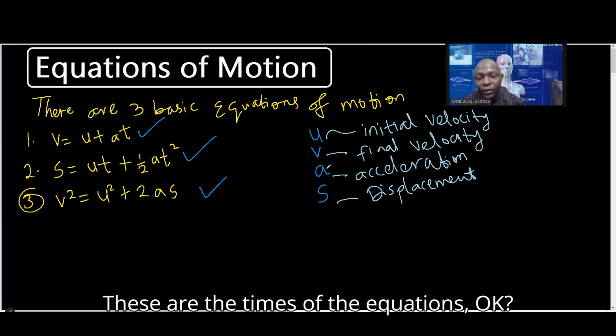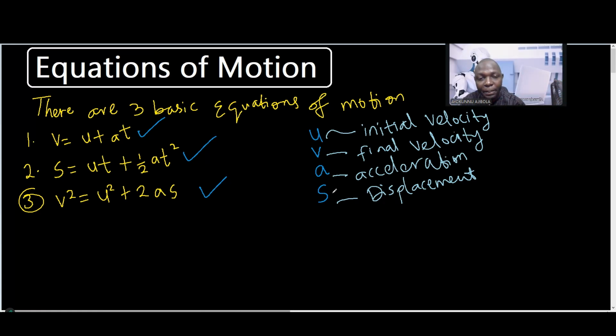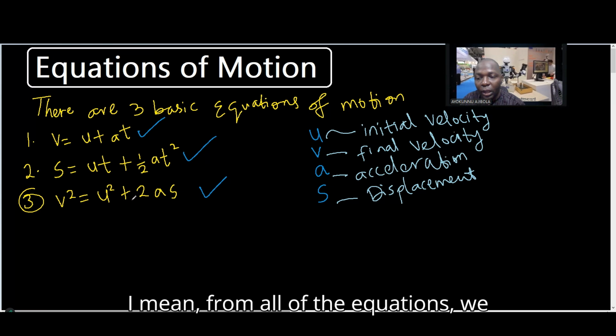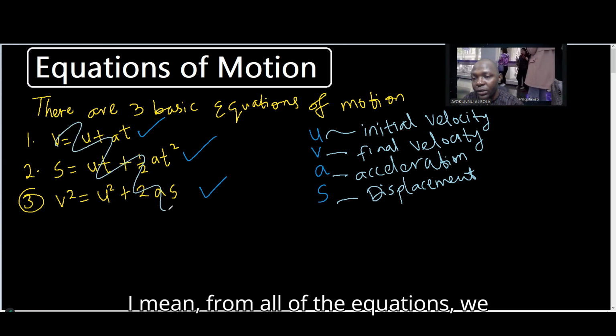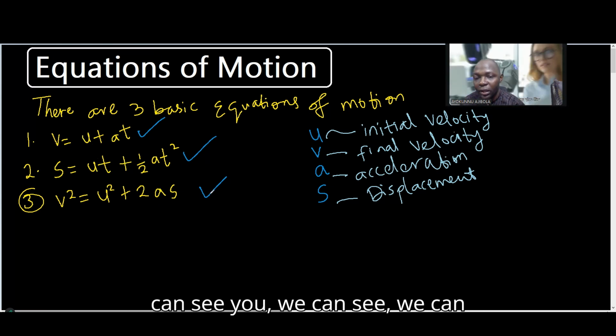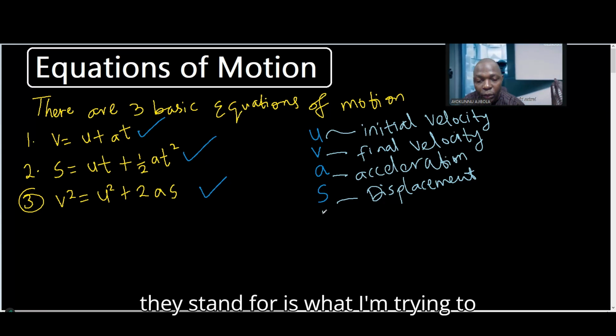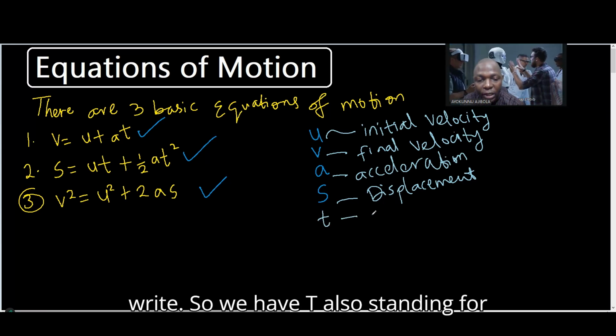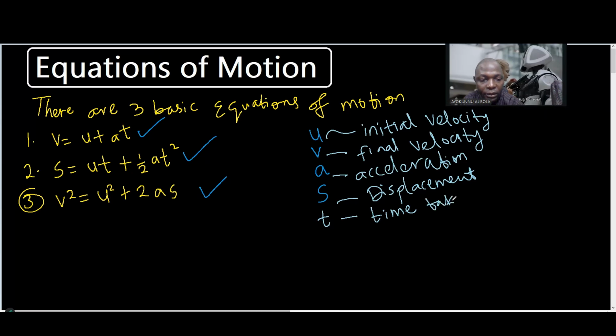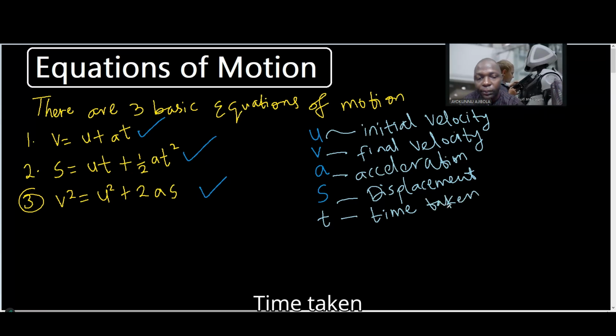These are the terms of the equations, okay? From all of the equations, we can see u, we can see a, we can see t. So what they stand for is what I'm trying to write. So we have t also standing for time taken.